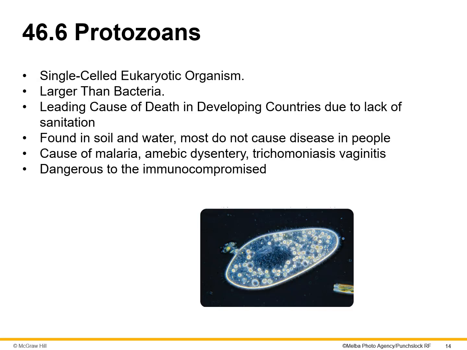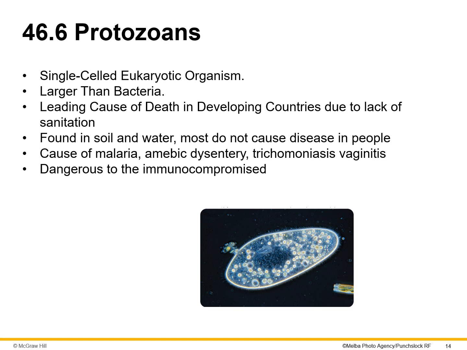Protozoans are the next pathogen we're going to talk about. These are single-celled eukaryotic organisms. So these are like bacteria, but fancier. They are larger than bacteria. Again, leading causes of death in developing countries, found in the soil and water. Most don't cause diseases in people. They can be more damaging to animals.